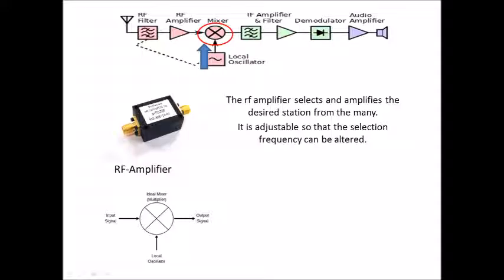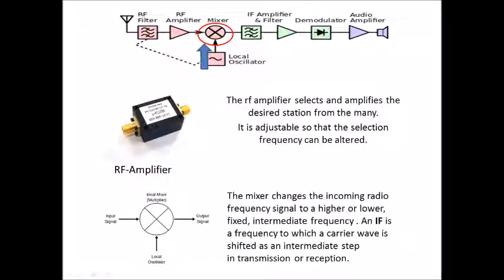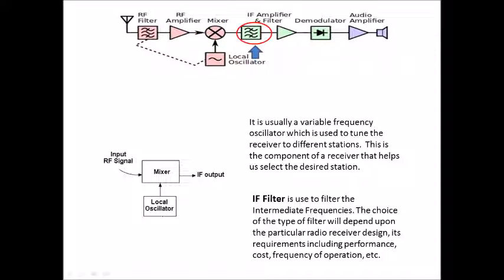After that, the partially filtered signal passes through the mixer. The mixer changes the incoming radio frequency signal to a higher or lower fixed intermediate frequency. An intermediate frequency is a frequency to which a carrier wave is shifted as an intermediate step in transmission or reception. This is created by mixing the carrier signal with the local oscillator.